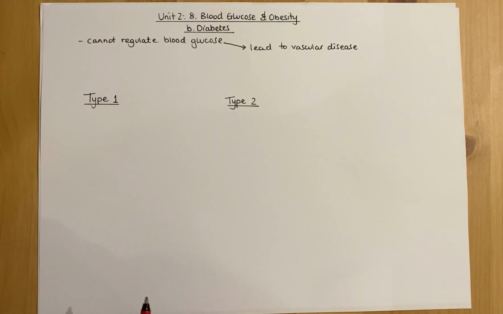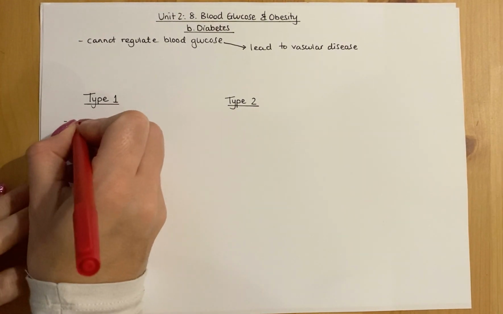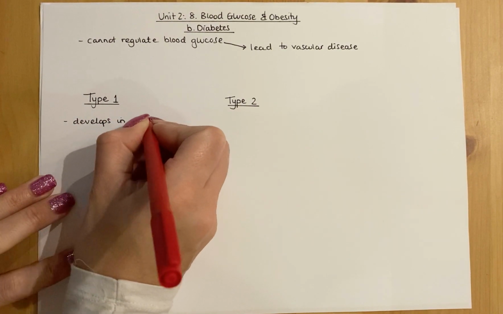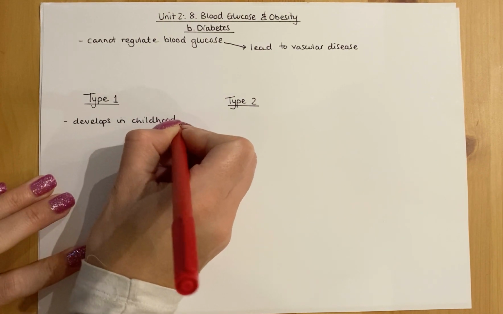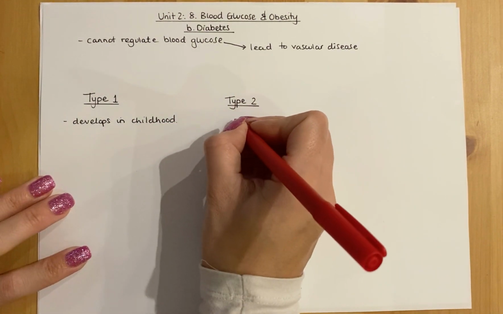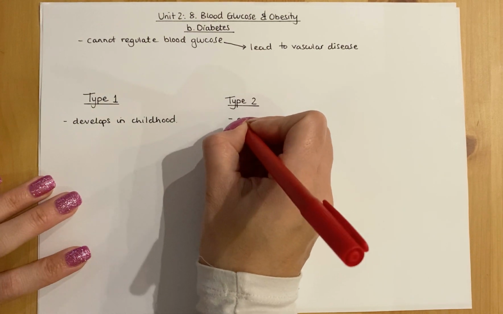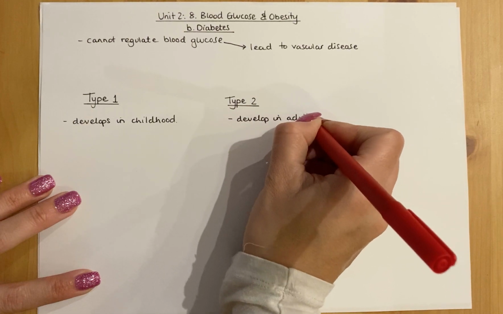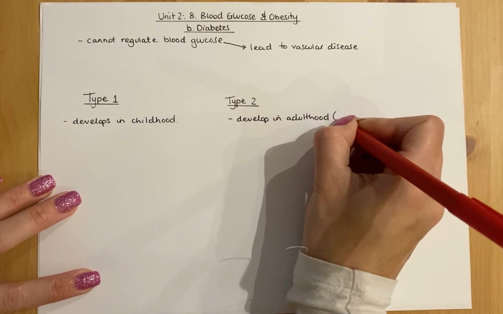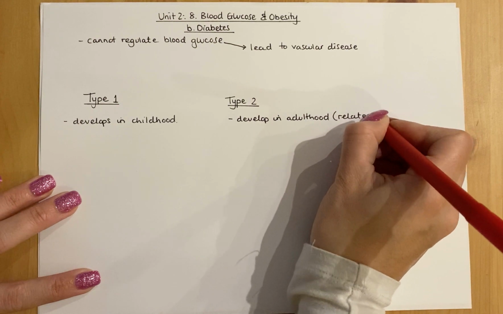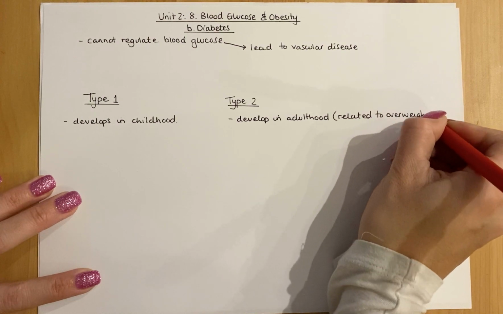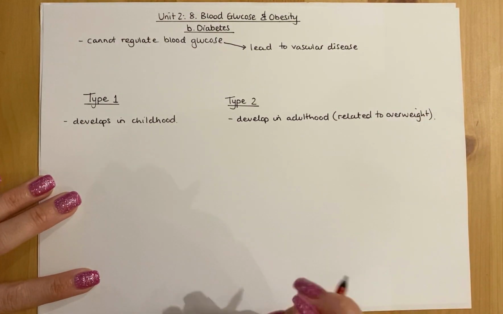Now you'll need to be able to describe the features of these and when they develop. So type 1 typically develops in childhood. Now that's not exclusively, but it's commonly. Type 2, however, will develop in adulthood. And type 2 is often related to being overweight or even obese individuals.